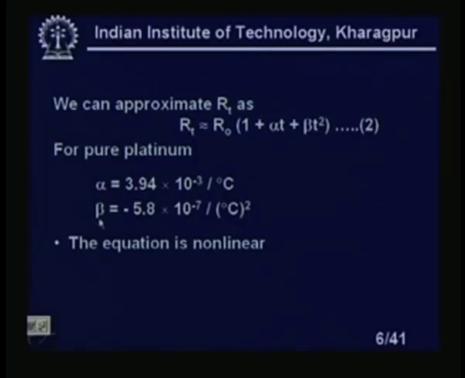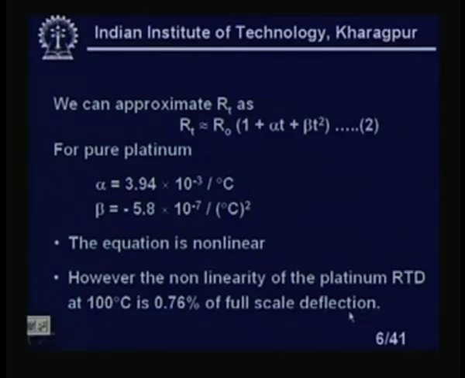But fortunately, you see the value of beta here: beta equal to minus 5.8 into 10 to the power minus 7. So, the value of beta is quite small, and we can also measure how much the nonlinearity is. For most practical cases, the nonlinearity of the platinum RTD we have calculated at 100 degree centigrade is 0.76% of the full scale deflection, right. It is quite small for most applications.